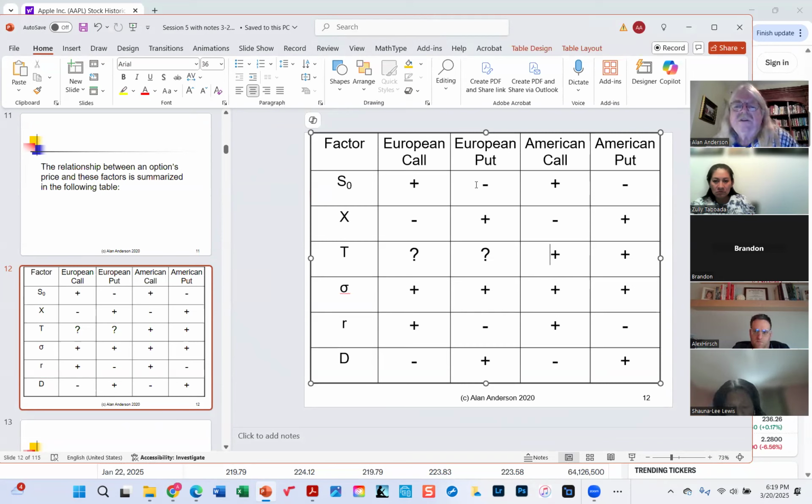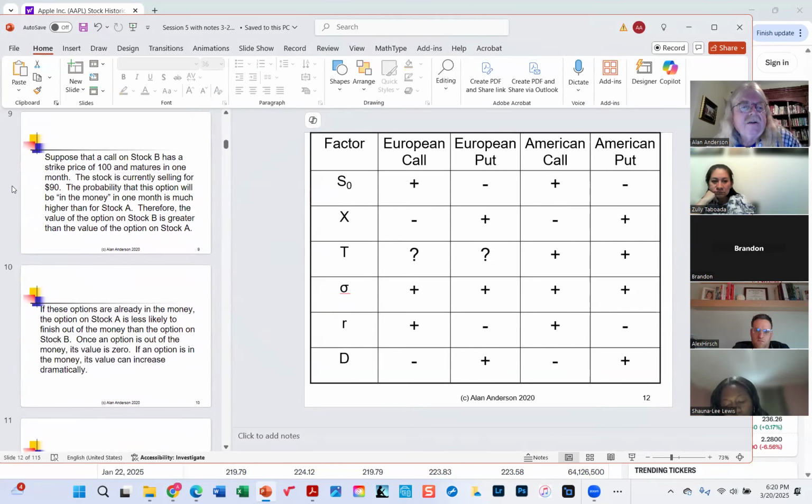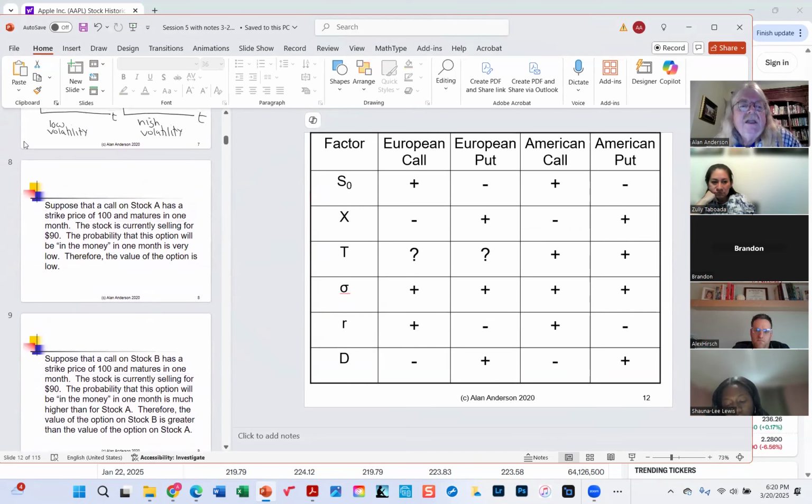Okay. Now, if you notice here too, the strike price and the stock price go in opposite directions. They have to, of course. Okay. The higher the strike, the harder it is to make money with a call, but the easier to make money with a put. The volatility is positive across the board. Now, the reason for that is because volatility, let me just take a step back here. Volatility increases the likelihood of extremely high and low stock prices.